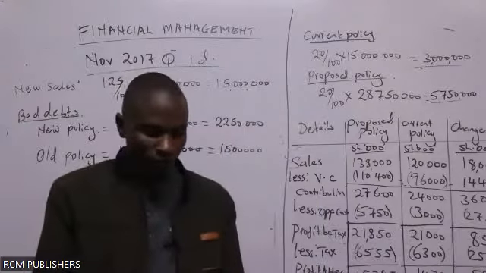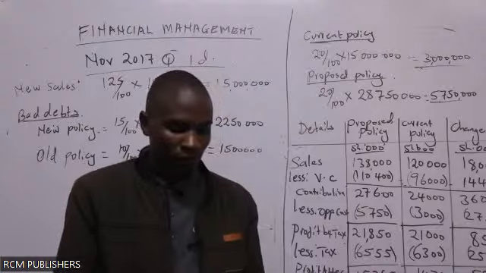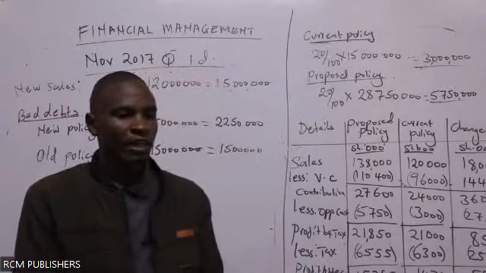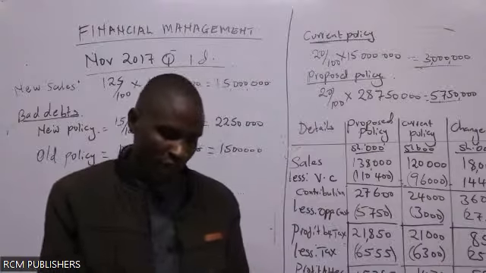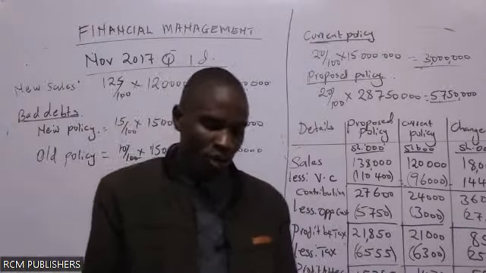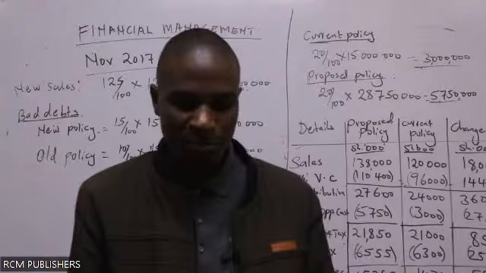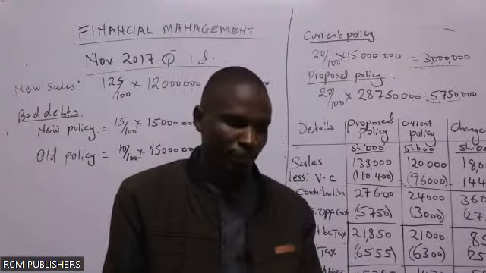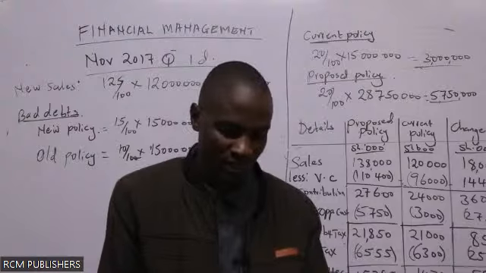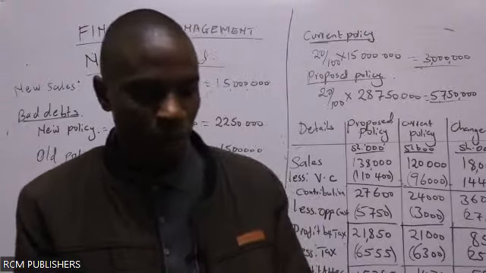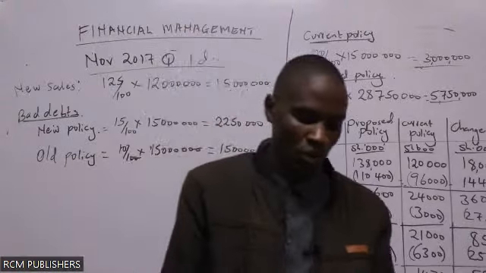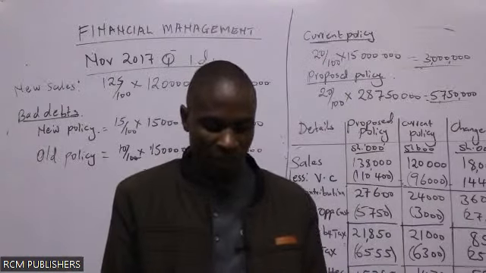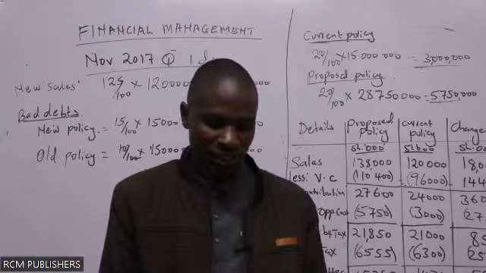And we are told, for the first one, what are we told? Look at the information well. The management of Gumbo Limited intends to change the company's credit policy from net 30 to 3/10 net 60. Therefore, there will be a discount for any customer who pays within that stipulated time.